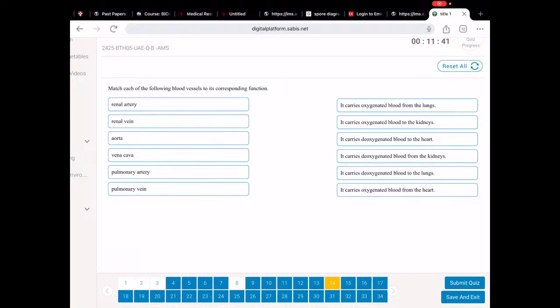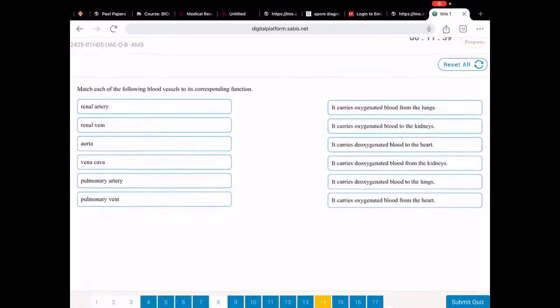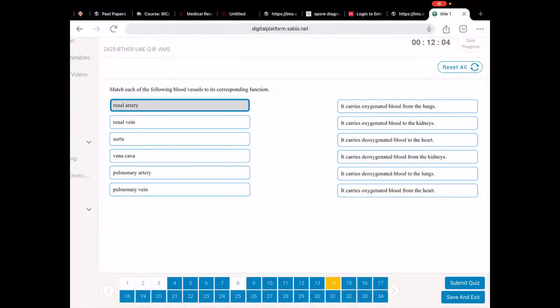Okay, let's go here. So remember, renal is related to what? To the kidneys, okay? Hepatic is related to the liver. Make sure you know the two words, okay? So renal is kidneys, hepatic is liver. So we have renal artery. Remember, artery carries blood away from the heart. Artery, away from the heart.